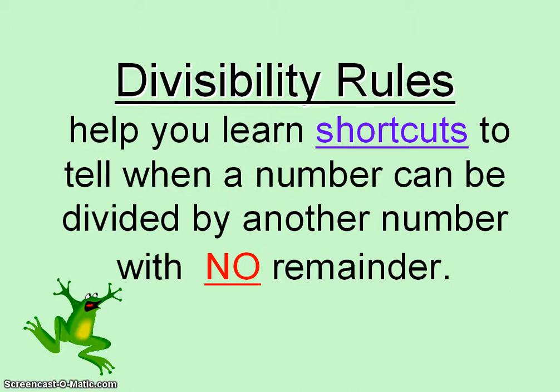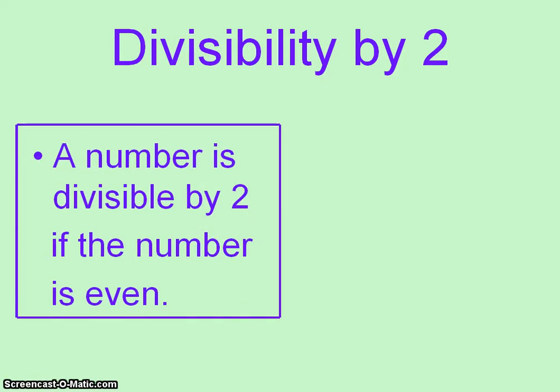So let's first talk about the divisibility rule for 2. And you're going to write the definition for divisibility by 2 on the back side of the flap in your spiral notebook. Okay, this is what I want you to copy, what is here in the box. A number is divisible by 2 if the number is even. And remember, even numbers end in either 0, 2, 4, 6, or 8. Copy this definition down, and then we'll go into the next rule.